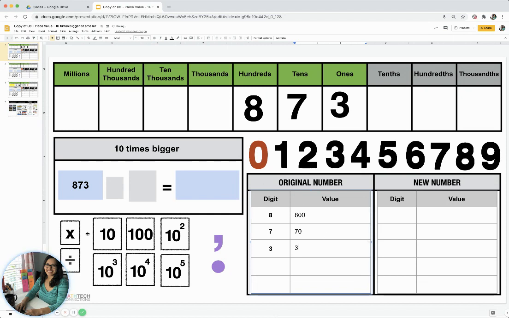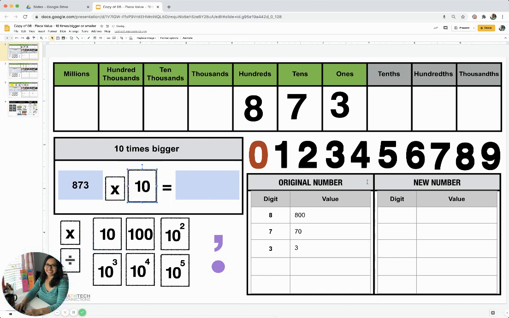ones. And when we make this number 10 times bigger, students see the pattern that you add the 0 at the end of the number. The reason why is because the numbers shift to the left, and you place the 0 there as your placeholder.